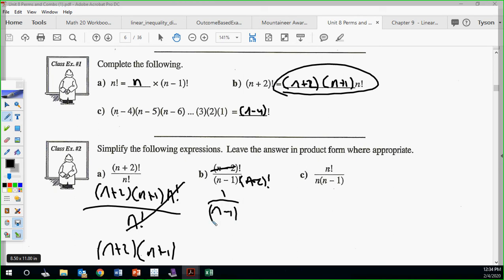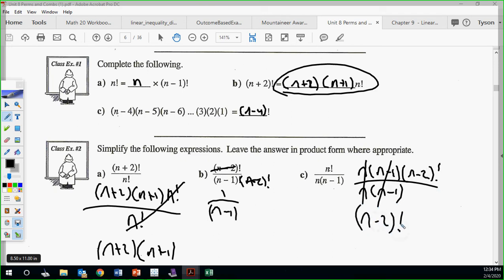Okay, for C, we're going to walk it down 2 times. It's going to give me n times n minus 1 times n minus 2 factorial. And then I can eliminate the entire bottom there. And it's simply n minus 2 factorial for C is where you'd be left. Okay, any questions on either of those? This one?